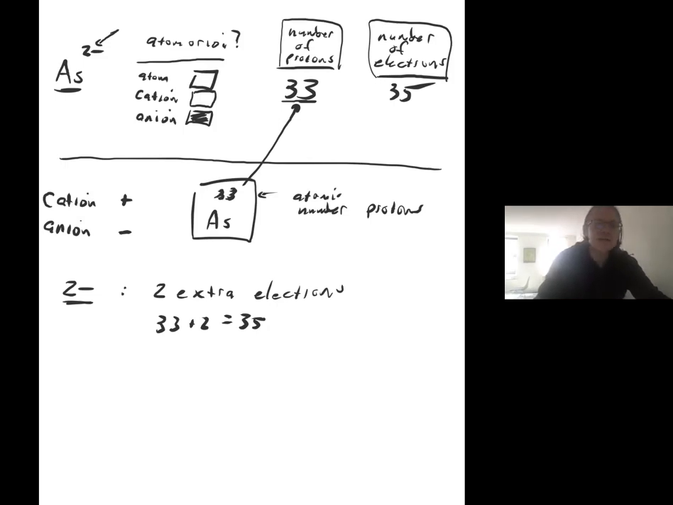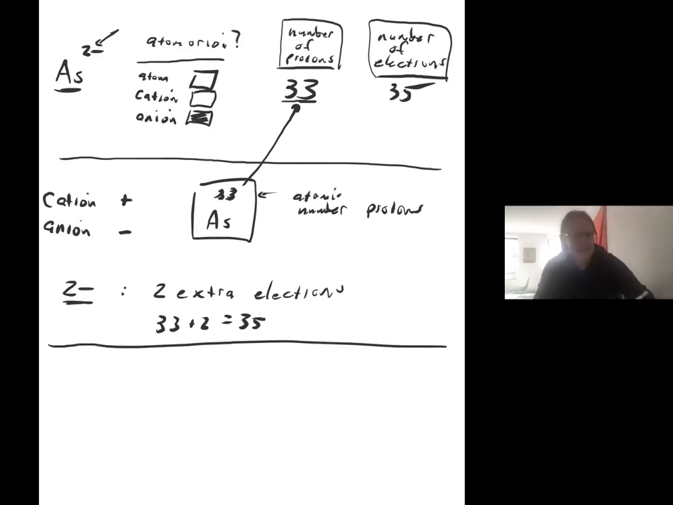So let's take a look at another one. Let's say we have this one. I'm going to give you a slightly different piece of information. In this case, I'm not going to give you the symbol, but I'm going to ask you for the symbol. And then I'm going to say that it's an atom.